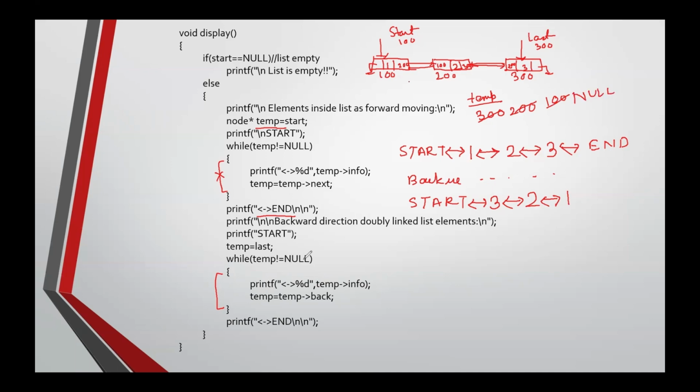While temp not equal to null, now this is false. If this is false, then what happens? The next line will be executed. What is the next line? This symbol and end. So this is the data in the backward direction. So this is the way the display function executes. In case of a double linked list, we can print in the forward direction and we can print in the backward direction.